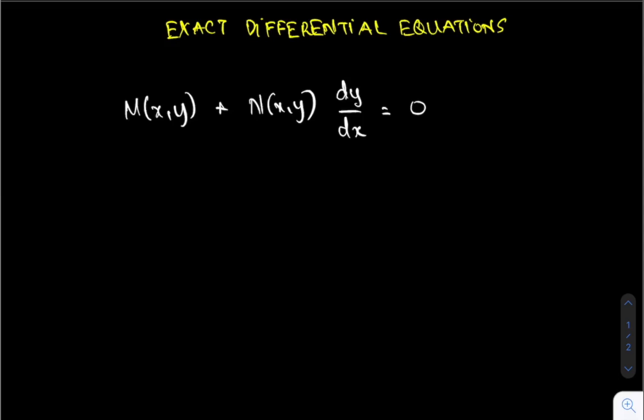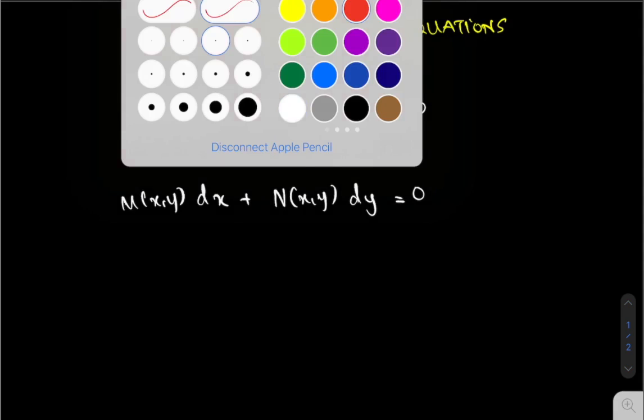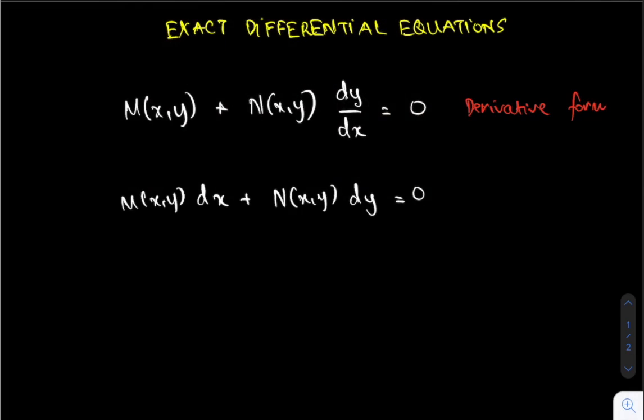There are two ways that an exact differential equation can be presented. One is written with the derivative term like this equation. The other one is in differential form as M(x,y) dx plus N(x,y) dy equal to 0. So let me note here, this is the derivative form and this is the differential form.